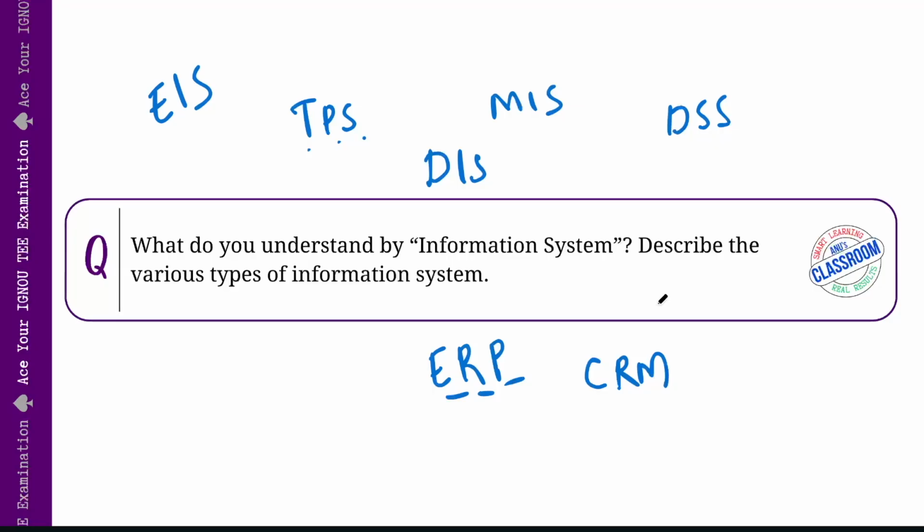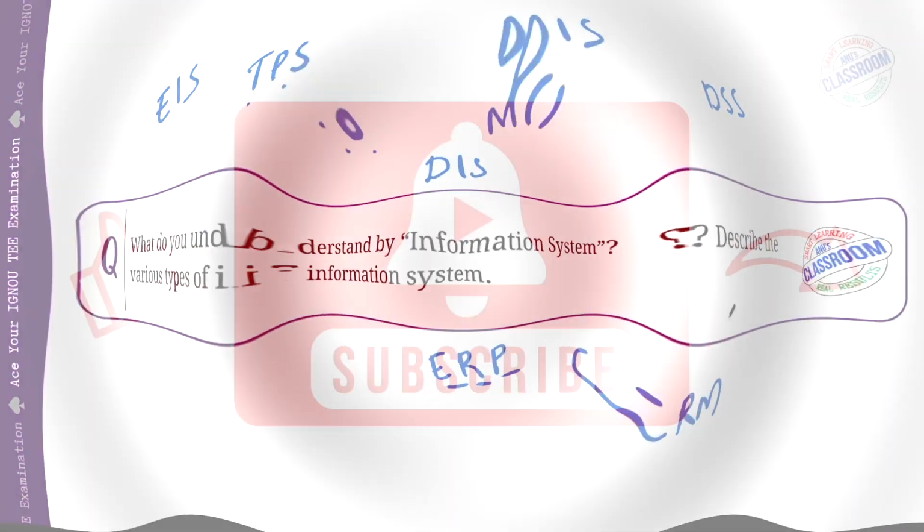So, in short, information systems are everywhere, and they range from simple transaction records to complex AI based decision support systems, each type serving a specific purpose. But together, they keep an organization running smoothly and help it make better, faster decisions. So, that was a quick overview of information systems and their types.